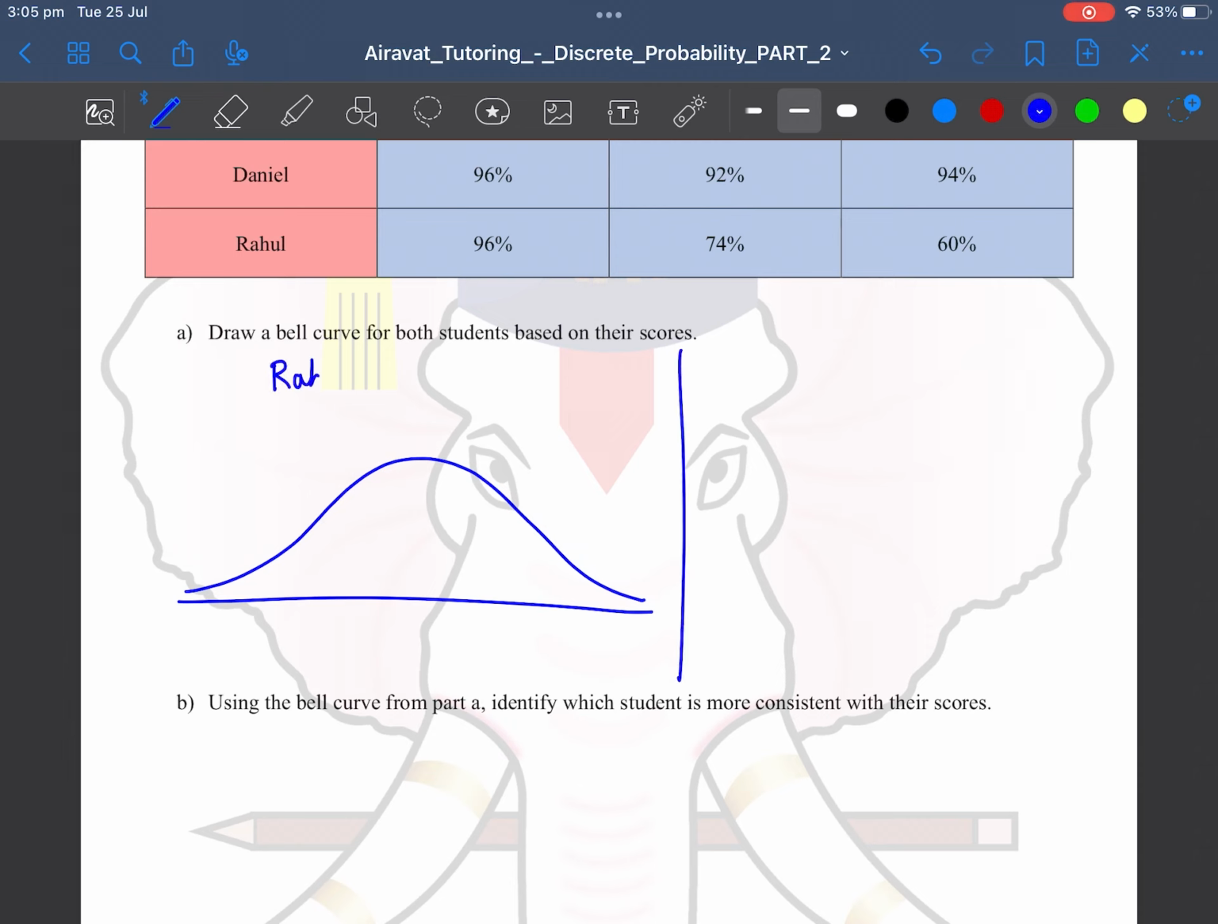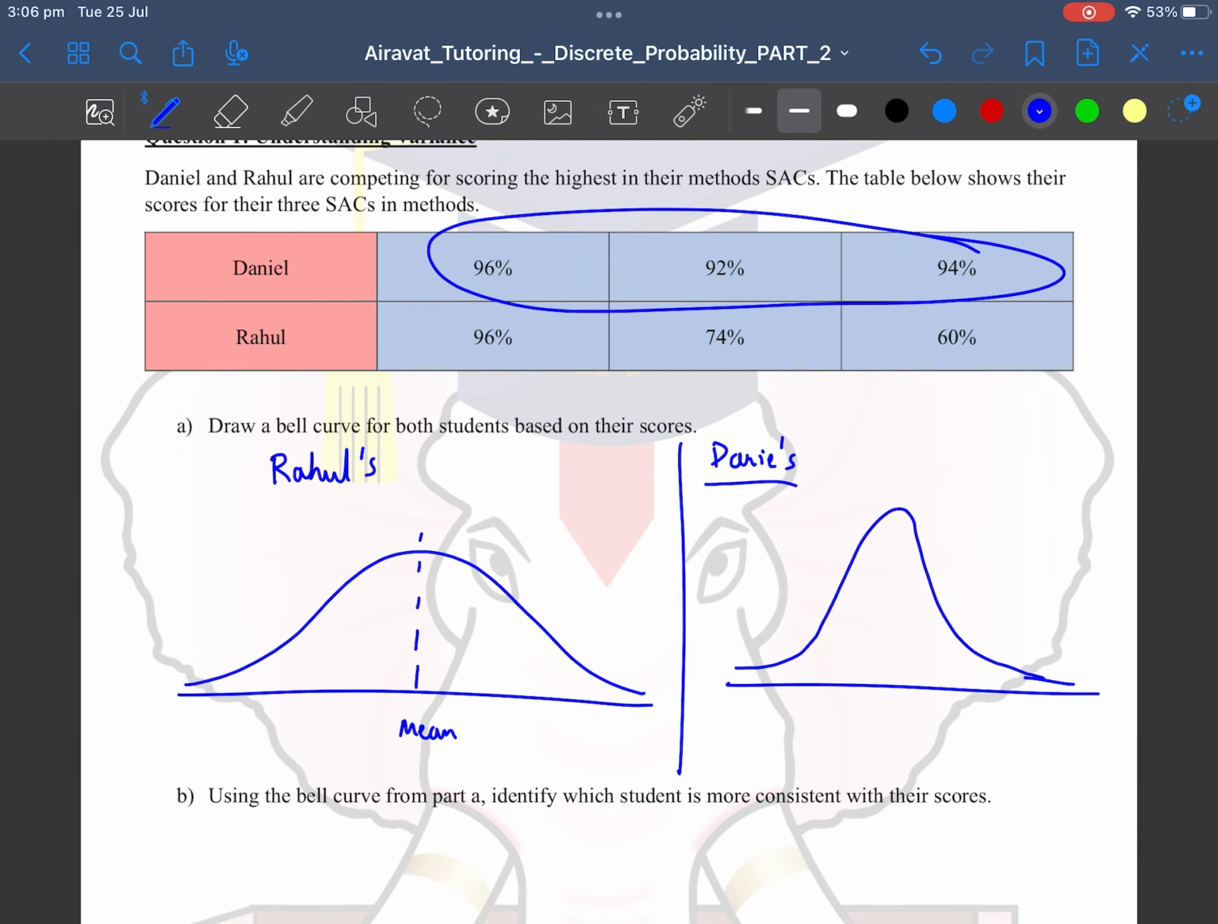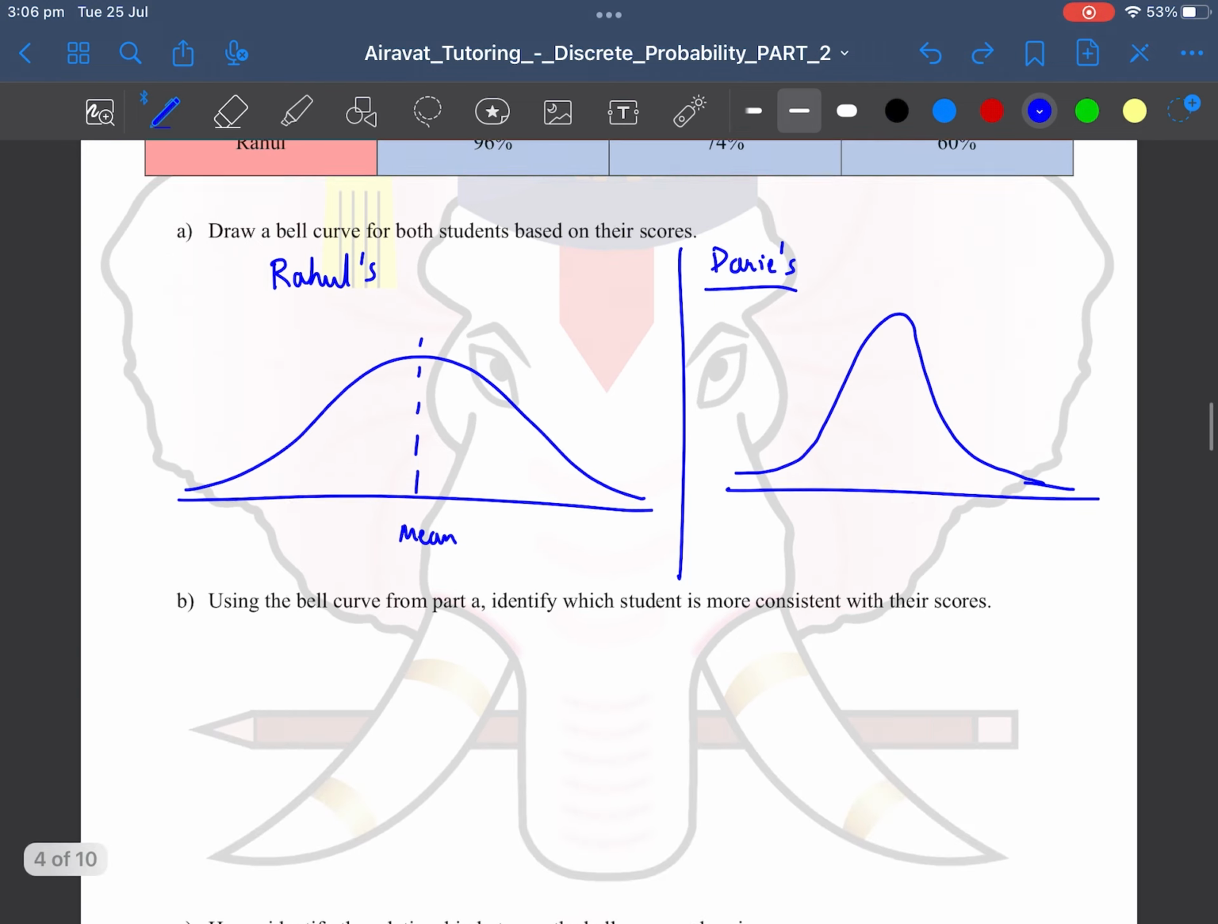Let's say that we are drawing Rahul's bell curve over here. This is going to be the mean, and Rahul's bell curve is going to be a bit more spread, as I've drawn here, because his scores are all over the place. Now let's draw Daniel's one. It's going to be a very narrow bell curve over here, as you can see, compared to Rahul. Why? Because Daniel's scores are right next to each other, and they are quite consistent. So that's what variance is used for.